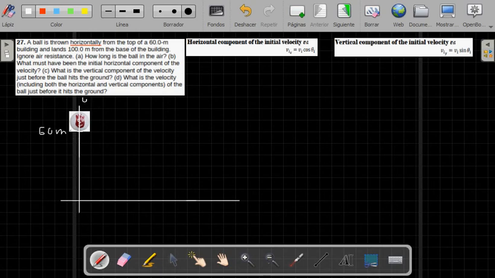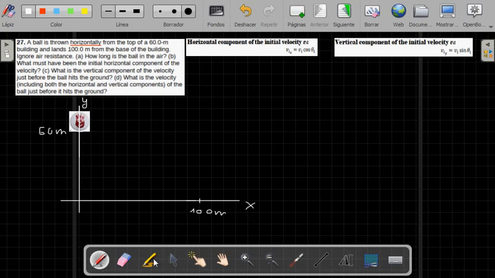Let's remember that this is the y-axis and this is the x-axis. Besides, the ball will fall 100 meters from the base of the building. It will be 10, 20, 30, 40, 50, 60, 70, 80, 90, 100 meters right here. There it is. Once again, why didn't we put the ball here? Because it will fall to the negative part of the y-axis and that will be very uncomfortable.